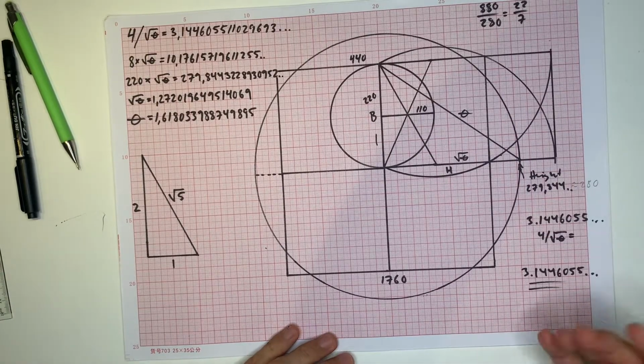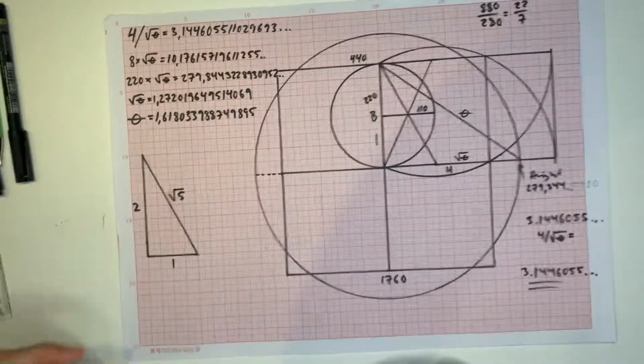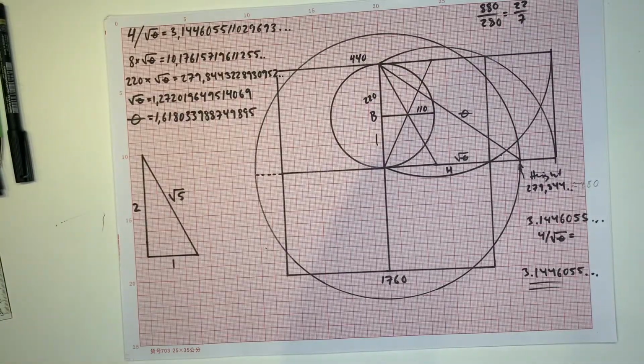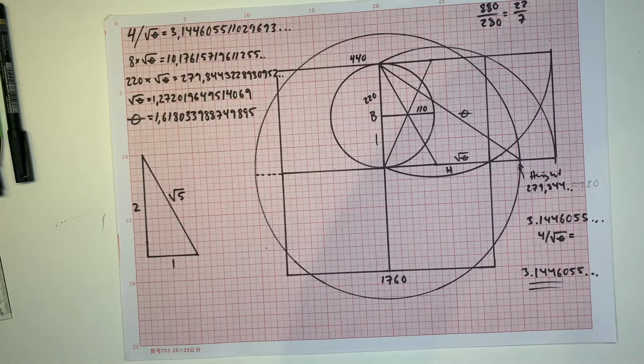So that points maybe to an idea that the Egyptians maybe saw this as pi.